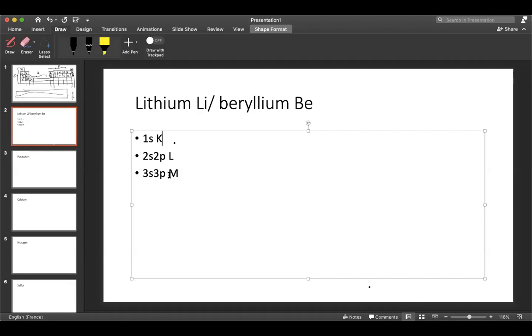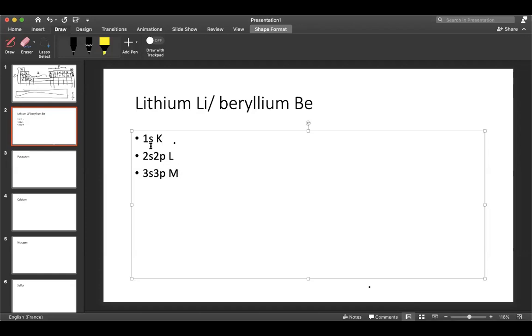These are very important. When we start filling in the energy shells, the first one will be 1s, the second one will be 2s, 2p. So the L shell is made up of two subshells, the 2s and the 2p. The third one is also made up of two subshells, the 3s and the 3p. Now when you come to the fourth one, this is where I'll add in one or two things.